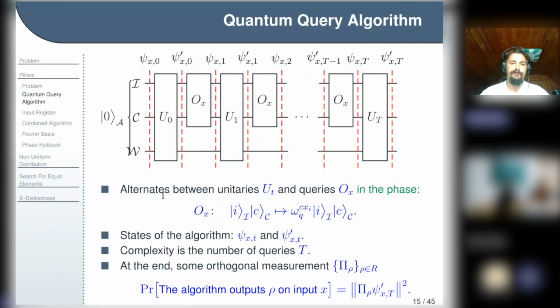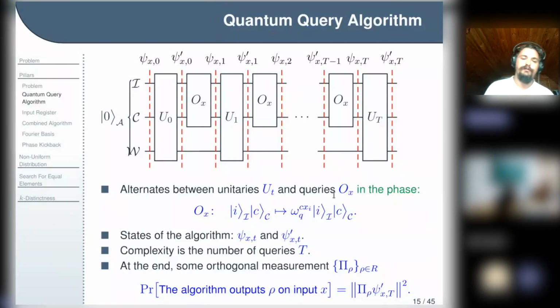Let me now remind you of quantum query algorithms and quantum query complexity, how it looks like. This is a common picture of a quantum query algorithm. It has 3 registers, of which 2 are important to us: I and C. W is just some working register of the algorithm. The algorithm alternates unitaries, and we are only interested in query complexity, so we are not counting how complicated it is to implement different unitaries, and the applications of the input oracle.